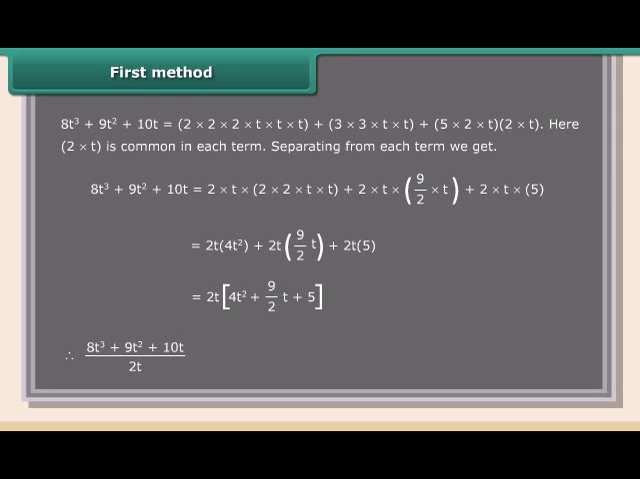Therefore, 8t cube plus 9t square plus 10t upon 2t is equal to 2t into 4t square plus 9 upon 2 into t plus 5 whole upon 2 into t is equal to 4t square plus 9 upon 2 into t plus 5.